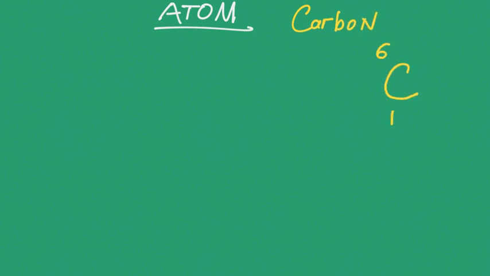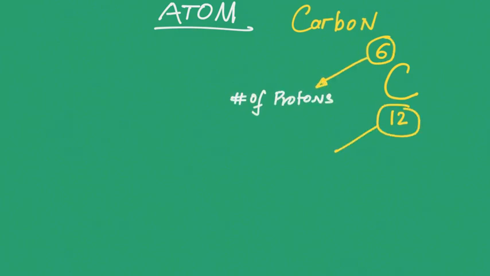To understand the atomic structure, let's take a look at carbon. Carbon is written as C in the periodic table. The number 6 represents the atomic number. It is the number of protons. Number 12 represents the atomic mass, which is the number of protons plus the number of neutrons.